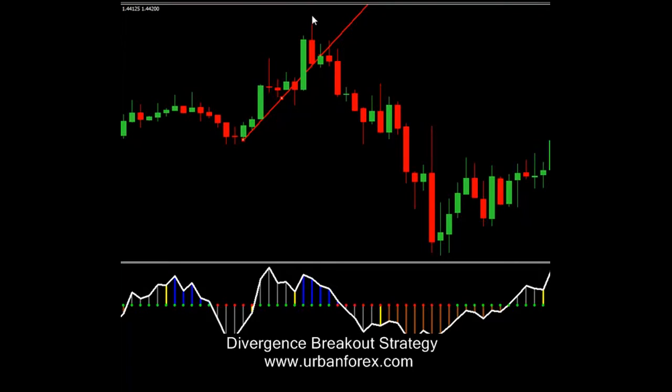Okay, so that pretty much concludes how you can trade this divergence breakout strategy. Again, it's mostly price action. You're just using the CCI to see divergence. We're not following up or down through the CCI, nothing like that.